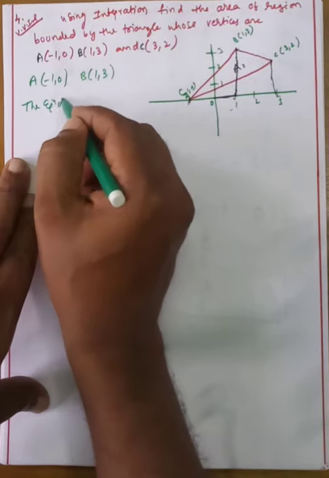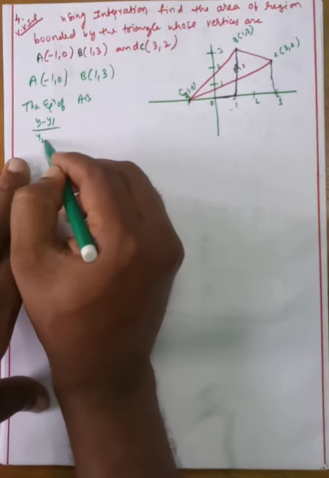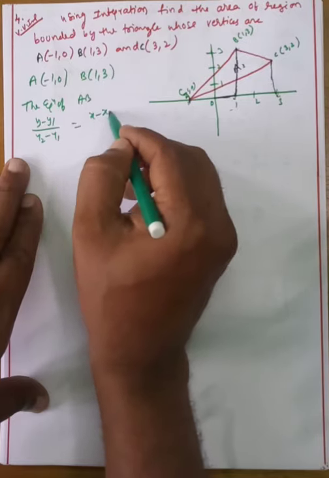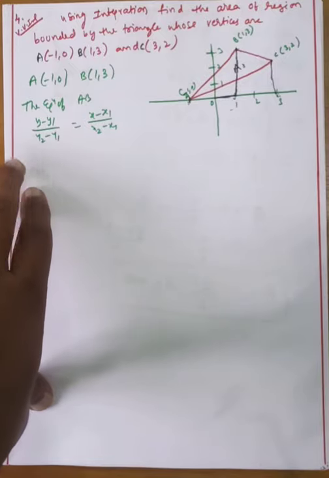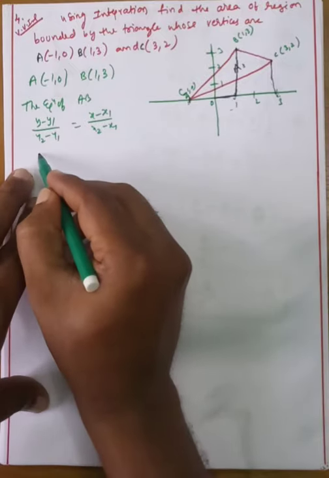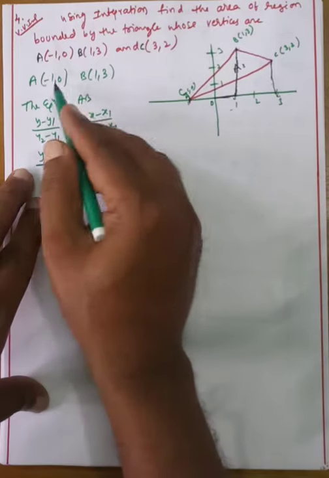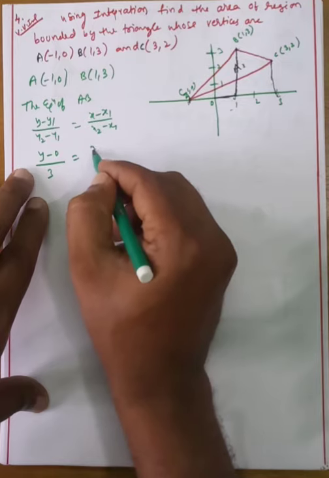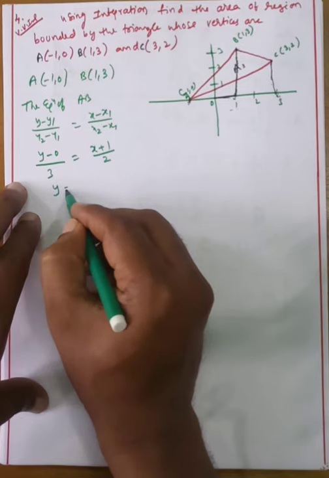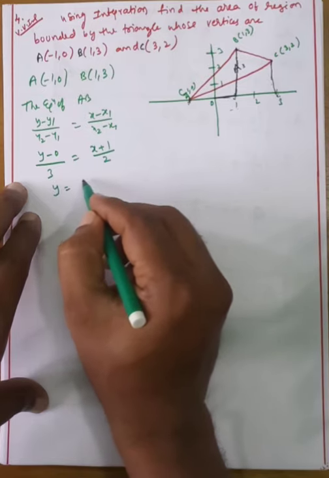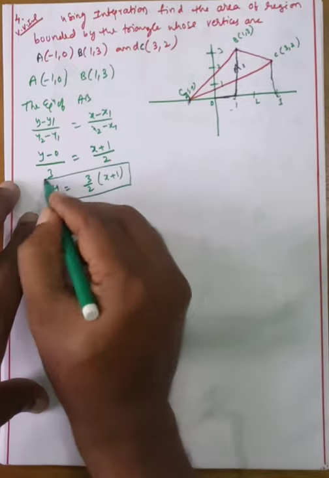The equation of AB means (y minus y1) by (y2 minus y1) is equal to (x minus x1) by (x2 minus x1). You know the formula or not? The equation of a line passing through 2 points. I think y minus y1 means y minus 0, by y2 minus y1, 3 minus 1, 3, is equal to x minus x1 means x plus 1, by x2 minus x1, 1 plus 1 means 2. Therefore y is equal to 3 by 2 into (x plus 1). It is over. This is the equation of AB.